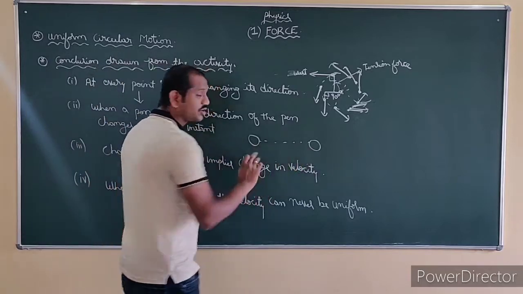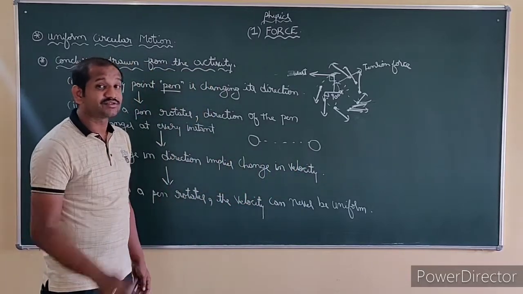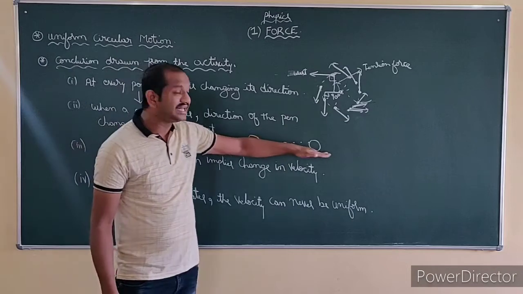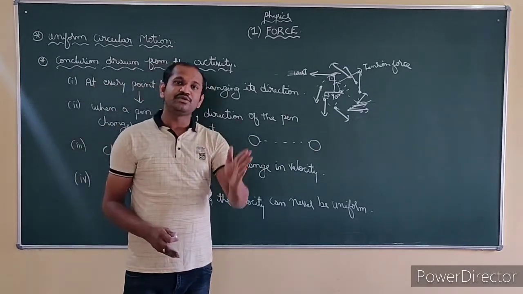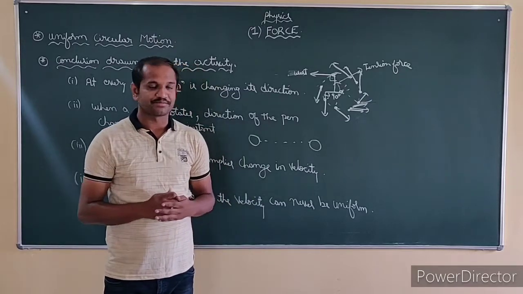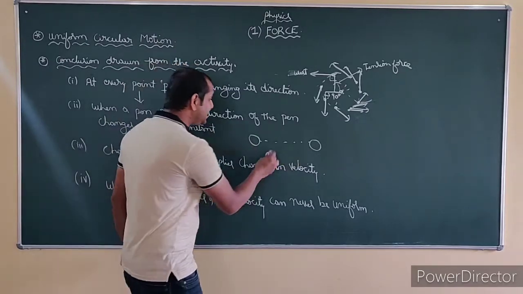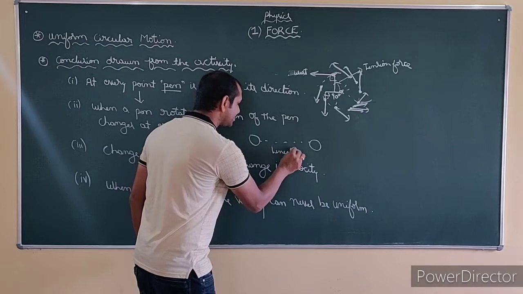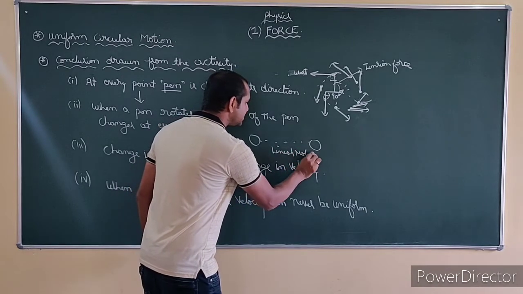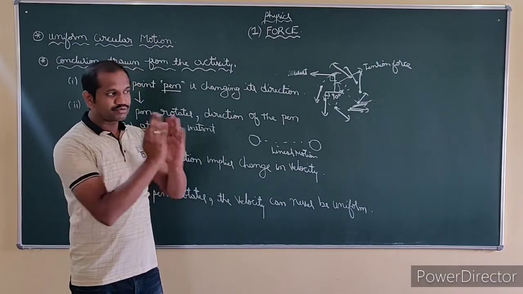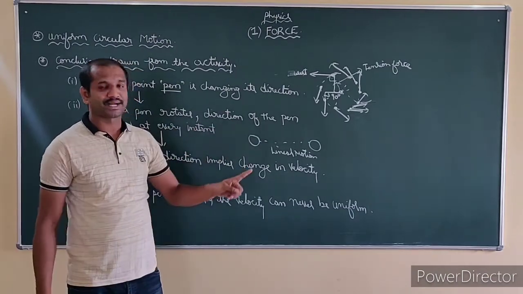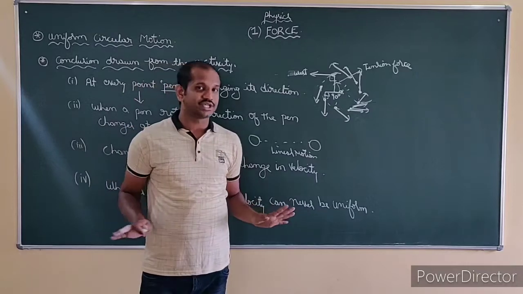The velocity does not change. Why does the velocity not change? Because it is moving in a linear motion. Later in the chapter we will see the difference between uniform circular motion and uniform linear motion. Linear motion means linear or translational. What do you mean by that? The first part of course we studied. If an object is moving in a straight path, here the velocity does not change.